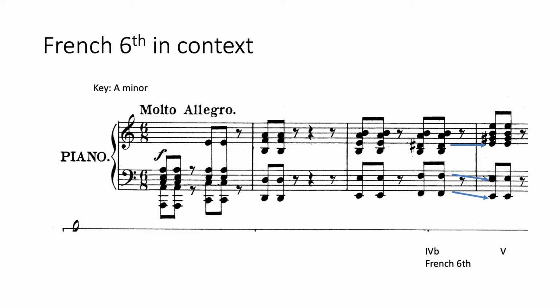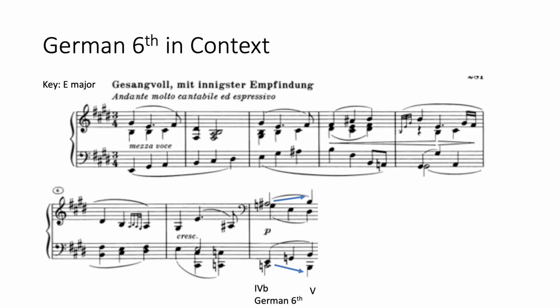Again, we've got that outwards resolution of the augmented sixth. And we've got that sort of resolution of the D sharp to the A here. And this time that's going to the E and the G sharp. Okay. And then let's have a look. We've got a German sixth in context here. I'll just play the phrase. The German sixth is right at the end of the phrase.